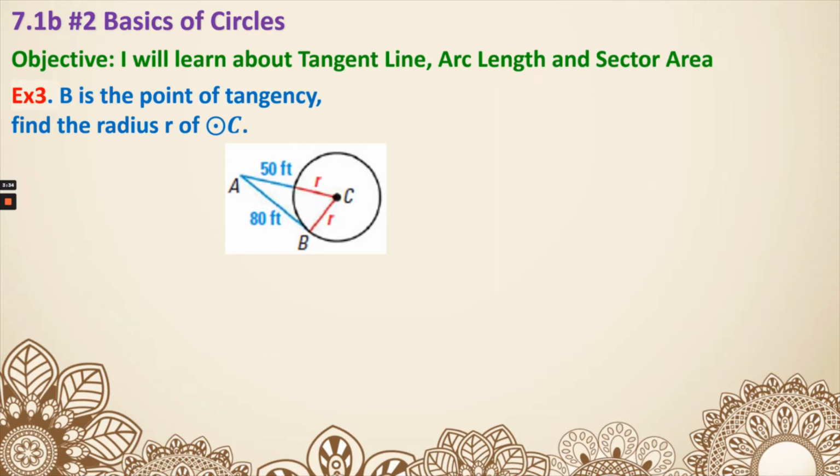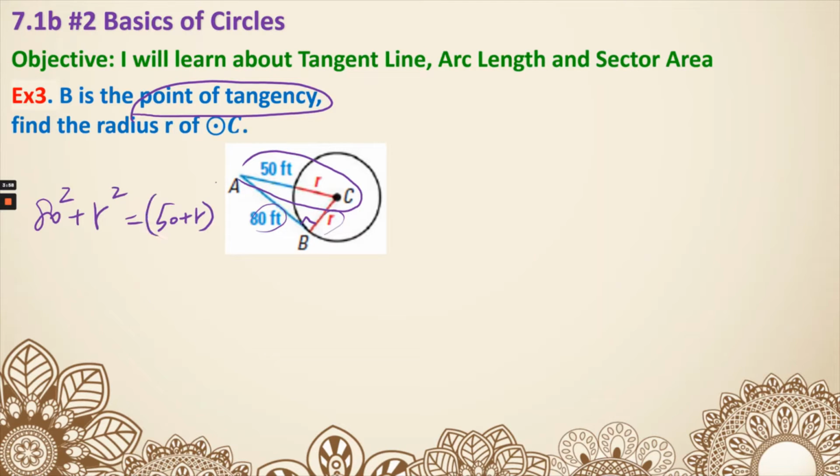Example 3. This time we're doing things slightly different. It's telling you already it is the point of tangency, which means this is going to be a 90 degree angle, and that is a right triangle. So we are going to solve that right triangle. Remember, it's leg squared plus leg squared. So 80 squared plus r squared is not just a smaller number, because the hypotenuse, this whole thing, is 50 plus r, then squared.